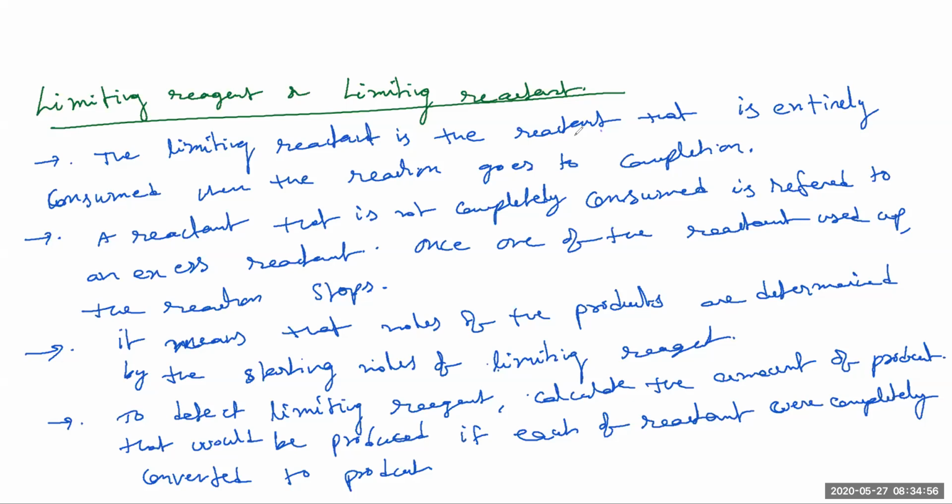Very simple logic, simple example. See this: A plus B gives rise to AB product, right? I'm explaining generally, to help understanding. A plus B gives rise to AB product. Now, on the reactant side, A is 100 equivalents, B is 10 equivalents. Now, how many equivalents of AB product are obtained? Come on, tell me. Simple.